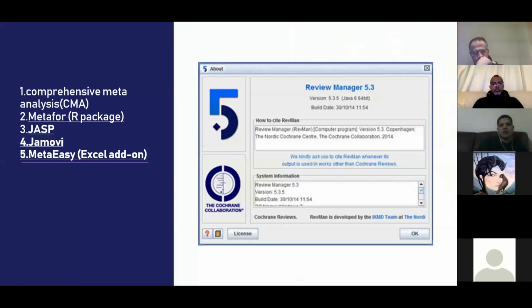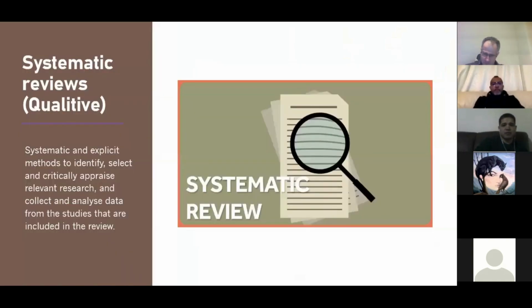And this is the Review Manager. It's a very common program if you want to do any meta-analysis. It's free, and it is from the Cochrane review website.